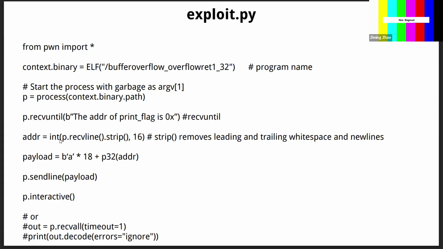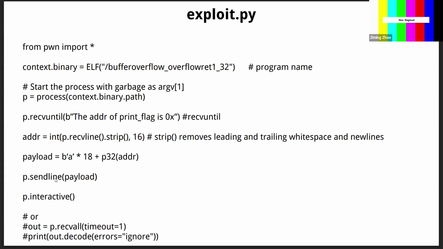Then after that, you are going to receive a line again, and this time you are receiving the address provided to you by the program. You strip out the newline, you strip out the white space, then you convert that into an integer. That number is a hex value, that's why you convert it and tell it that it's a hex value. So now you have this address. Then your payload or your exploit will just look like 18 bytes of garbage and the 4 bytes of that address. In total, you have 22 bytes of exploit.